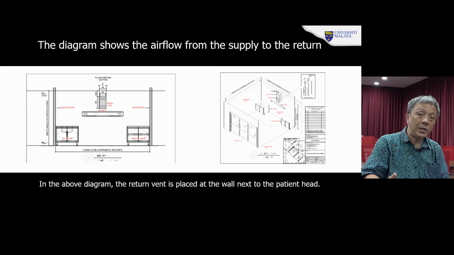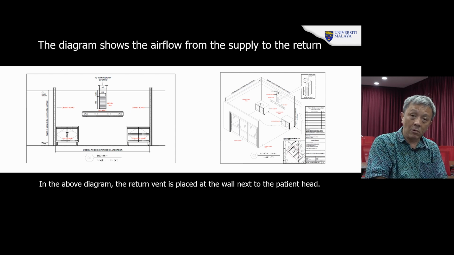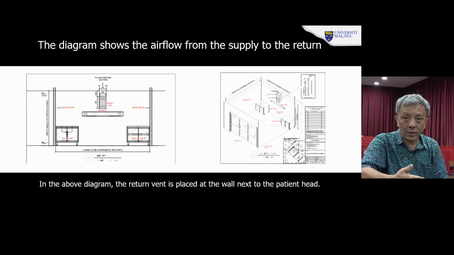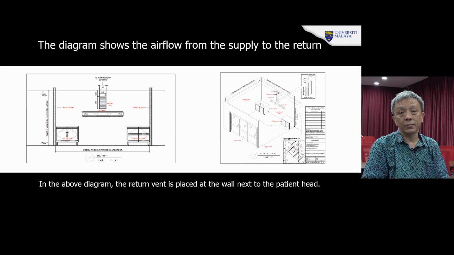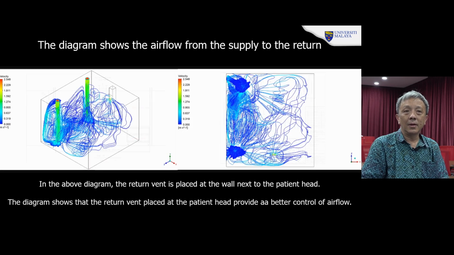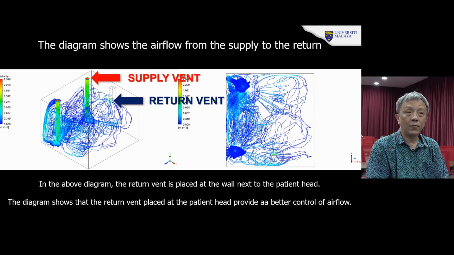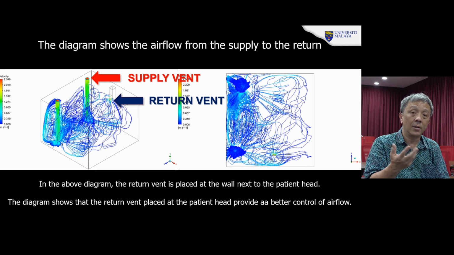So the engineers decided to move the return down next to the patient, near the patient's head, so that the air can flow from the supply to the patient and then return back. So the chances of contamination are lower. This is how the diagram looks. You can see the supply and the return, and that the air flows back much more easily. Yes, there is much more airflow, but it flows back, and it does not accumulate or stay within the zone.